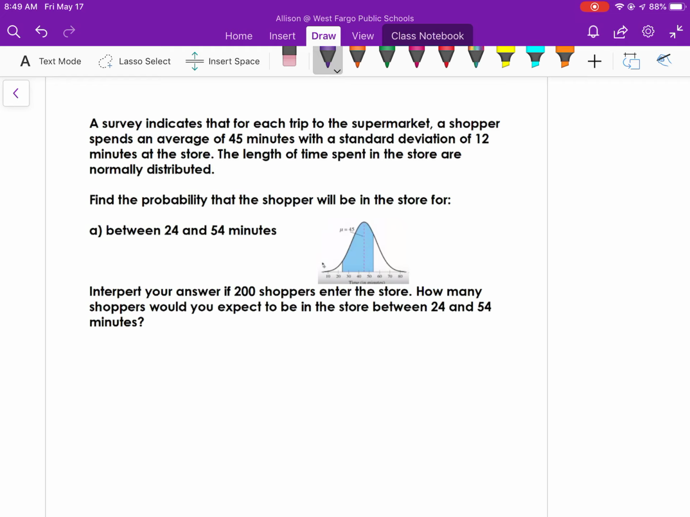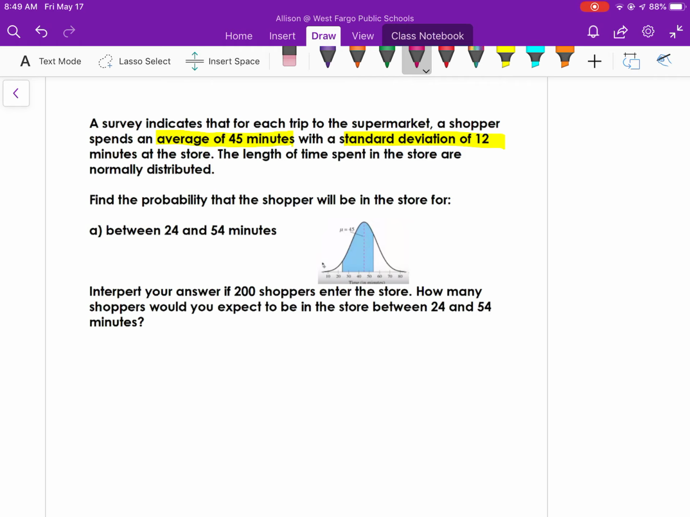A survey indicates that for each trip to the supermarket, a shopper spends an average of 45 minutes with a standard deviation of 12. So there's our mean, here's our standard deviation, 12 minutes at the store. The length of the time spent in the store are normally distributed. Find the probability that the shoppers will be in the store for between 24 and 54 minutes.